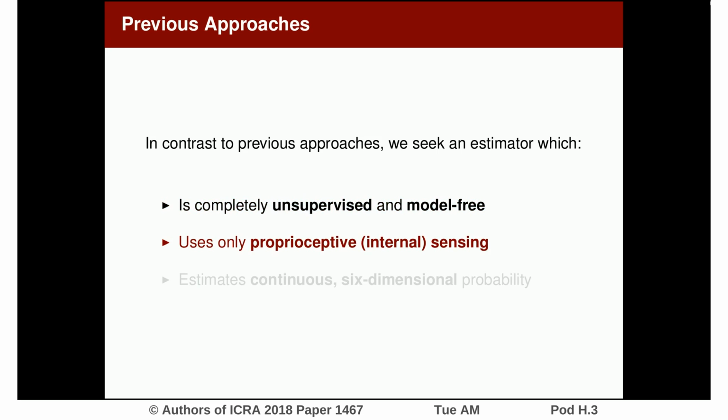We'd like to use only internal sensing so that we're not dependent on something like Vicon or ground truth for contact, which is exactly the thing that we don't know. And we want to estimate continuous six-dimensional probability in all 6 dimensions of the end effector.